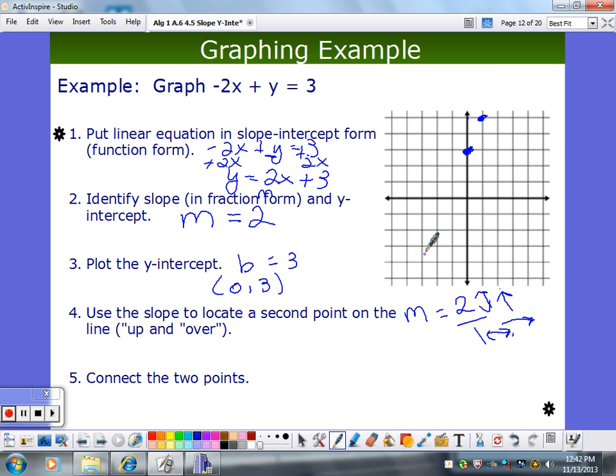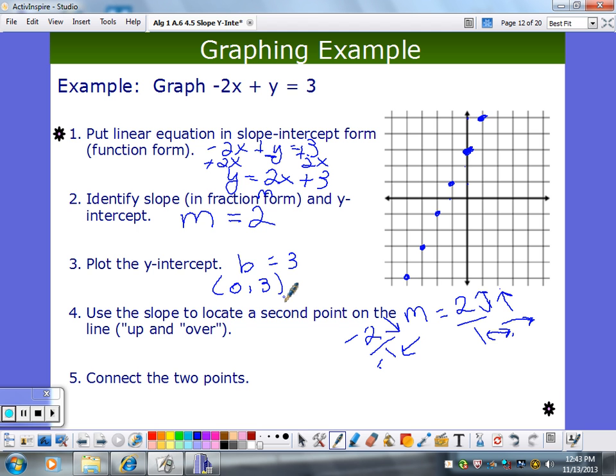Now, I like having some more points than this. So let's go back to 2 over 1. What's another way of writing 2 over 1? Well, I would say negative 2 over negative 1. Is that the same as 2? Yes, because a negative divided by a negative is positive. So now this vertical change is negative, that says go down. This horizontal change is negative, it says go left. So I can go down 2, left 1, down 2, left 1, and I can do that till I run out of space.